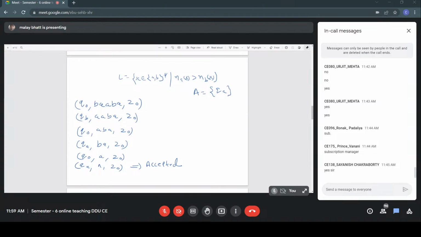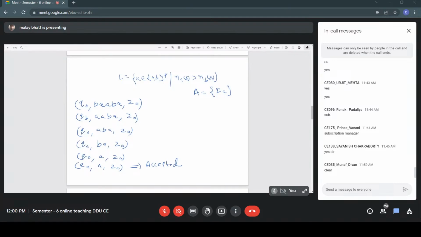Yes? Any doubt in this? Are you getting this? How we are using the same DPDA rules for all the 4 examples? If you have any query, you can ask, or we can proceed further. So it is clear to only one student? Okay.